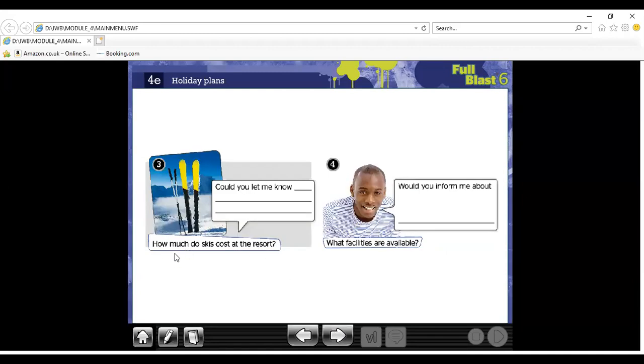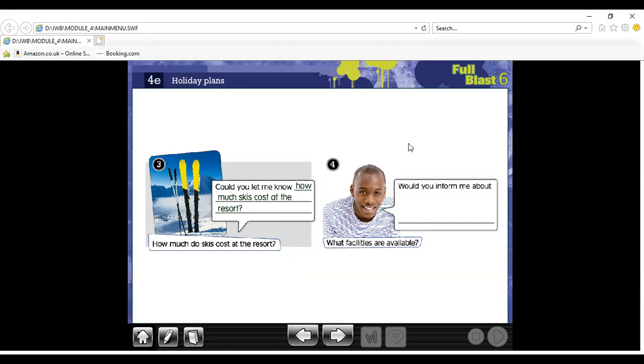Next, I have a question. How much? The second, what facilities? Could you let me know how much? How much? Okay. Skis. What? Cost. Here do, right? Skis cost. The same. Right. How much? Skis what? Cost at the result. I write how much and the subject and the verb. When you have a complement at the result, write it. No problem. And put question mark.